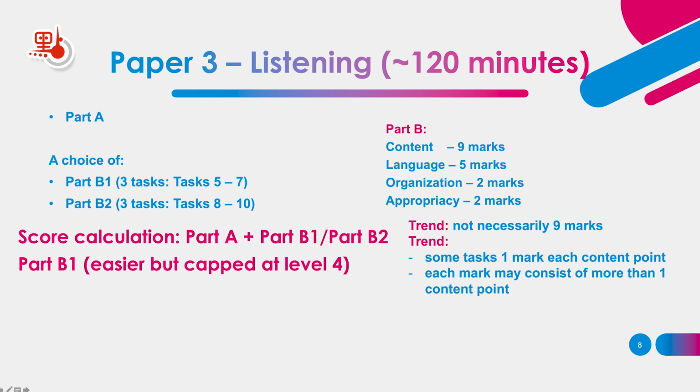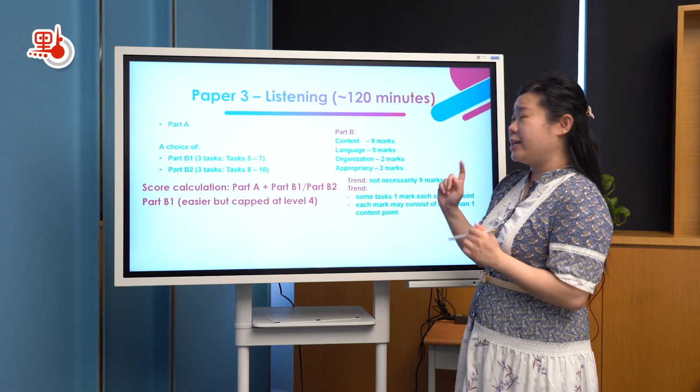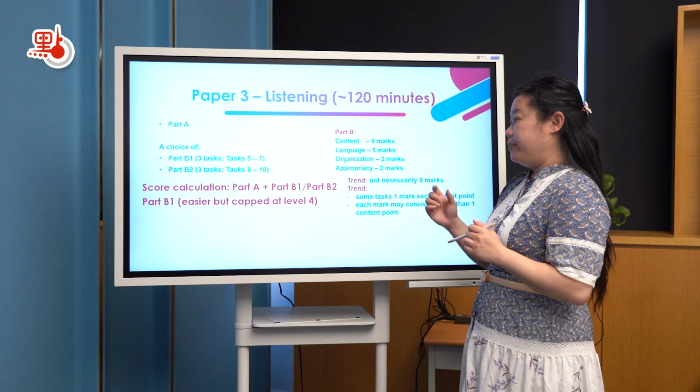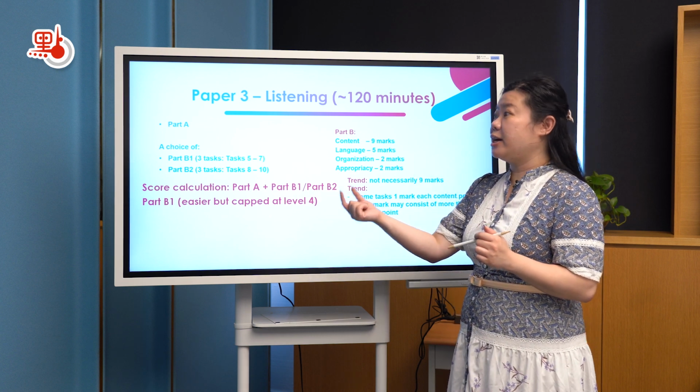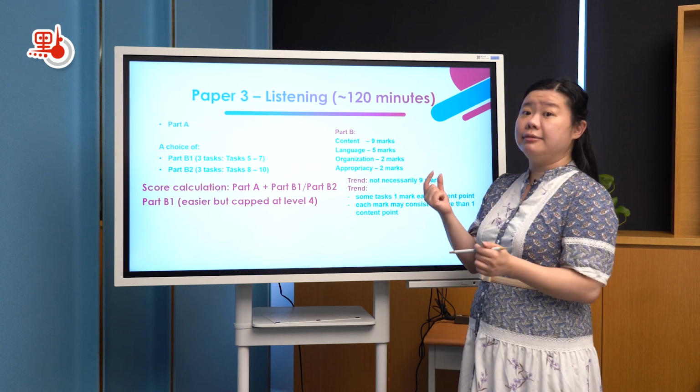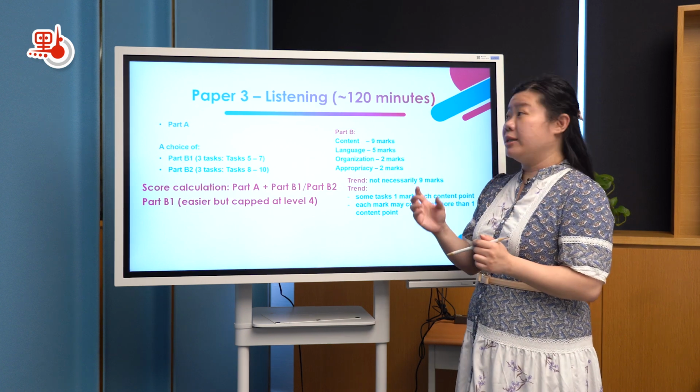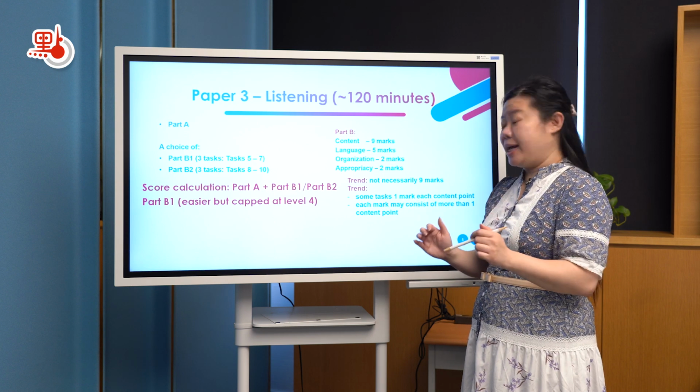For part B2, there are 3 tasks. Each task has content scores, 9 marks, 5 marks for language, 2 marks for organization, and 2 marks for appropriacy. And the trend these days is a lot of students are more used to thinking it's always 9 marks. I can tell you, it's changing all the time, and it's not the case that it's always 9 marks. Sometimes they take some marks from, let's say, task 8 and give them to task 10. So you have to pay attention to that. It's not always equal weighting.